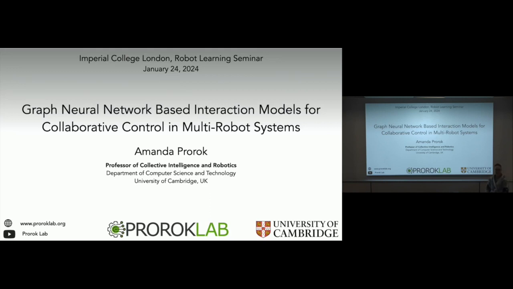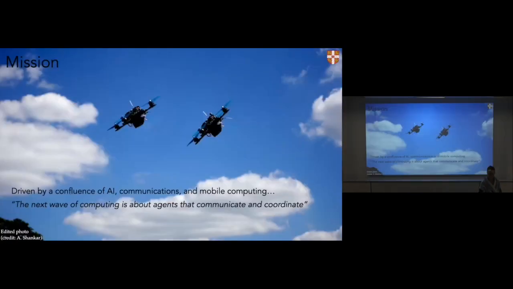Thank you very much, Ed. Hi, everybody. Thank you very much for coming today. And thanks so much, Ed, for the generous invitation to come over. It's always a huge pleasure to come to Imperial College. So today I'm going to be talking about graph neural network-based interaction models. I'm going to be focusing on collaborative control in multi-robot systems. And let me just start out by giving you a little bit of an overview of the mission of my research and what we do in my lab.